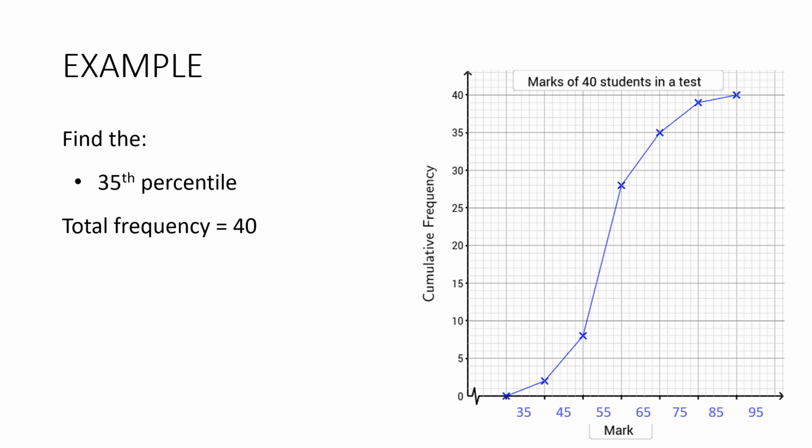What about the 35th percentile? So that just means 35% of 40, which is 14. Find that here, go across and read off the graph. And it is 53%.